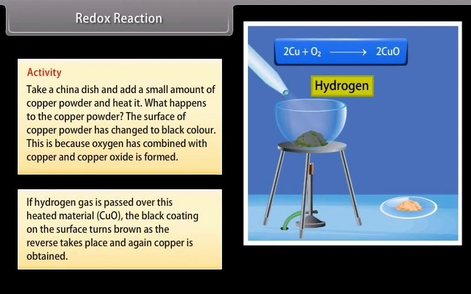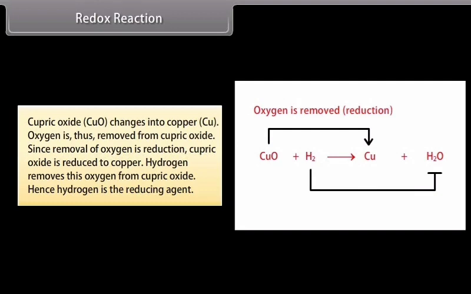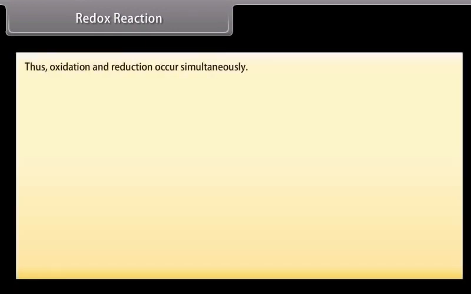If hydrogen gas is passed over this heated material CuO, the black coating on the surface turns brown as the reverse takes place and again copper is obtained. Cupric oxide CuO changes into copper. Oxygen is thus removed from cupric oxide. Since removal of oxygen is reduction, cupric oxide is reduced to copper. Hydrogen removes this oxygen from cupric oxide. Hence, hydrogen is the reducing agent. Thus, oxidation and reduction occur simultaneously.